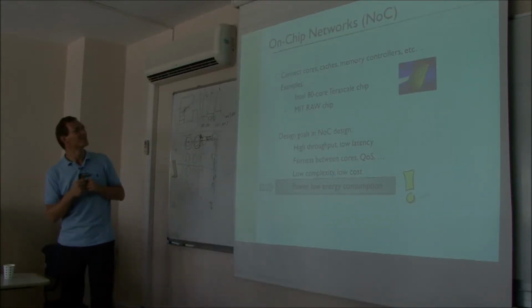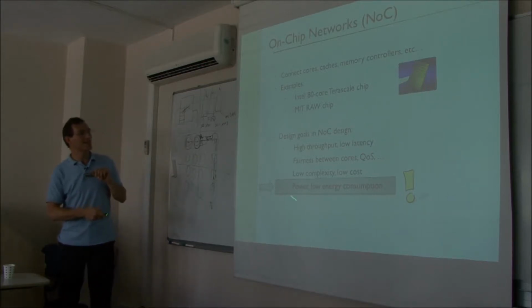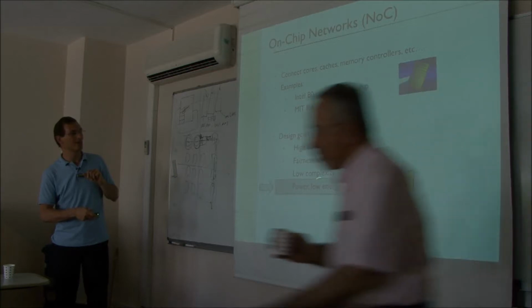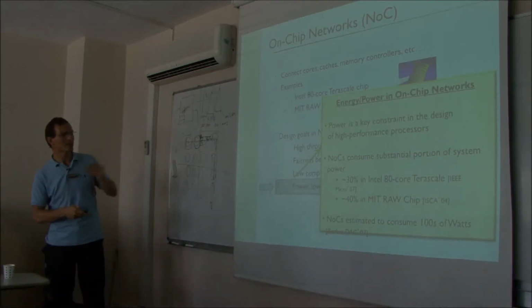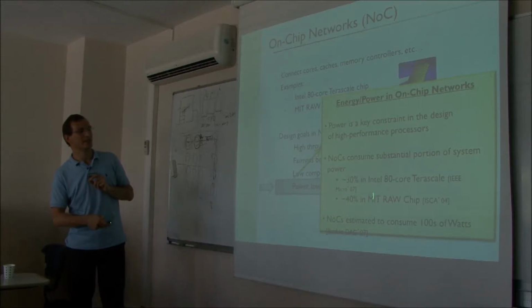So I've already talked about on-chip networks. There are many design goals in on-chip networks, and power and low energy is one of them. And I've already talked about why this is an important point. At the time, there were chips that had 30% of their power consumed in the on-chip network.